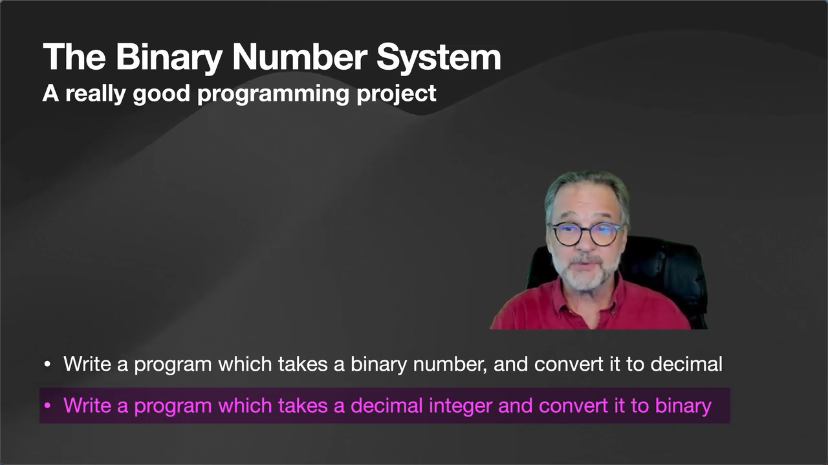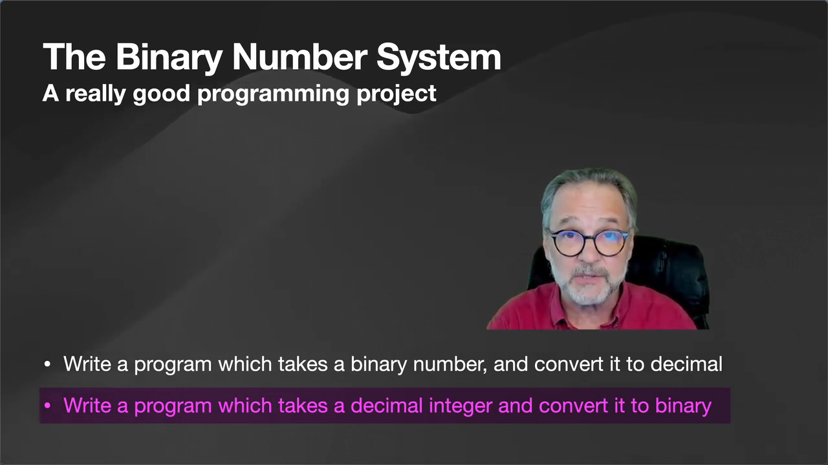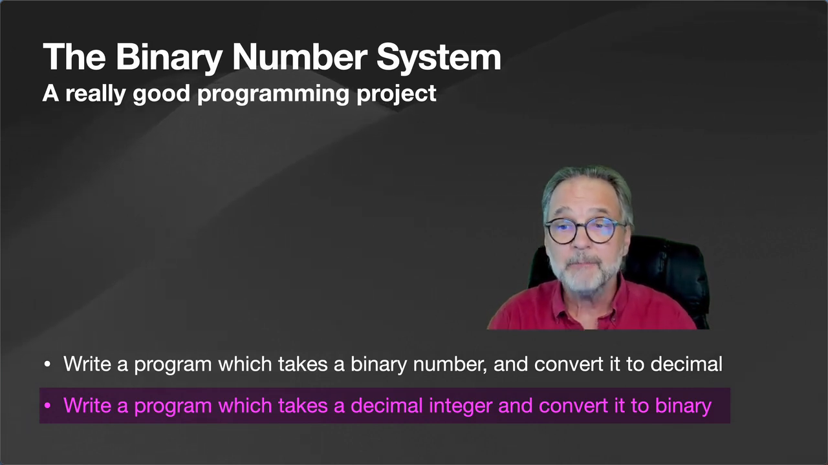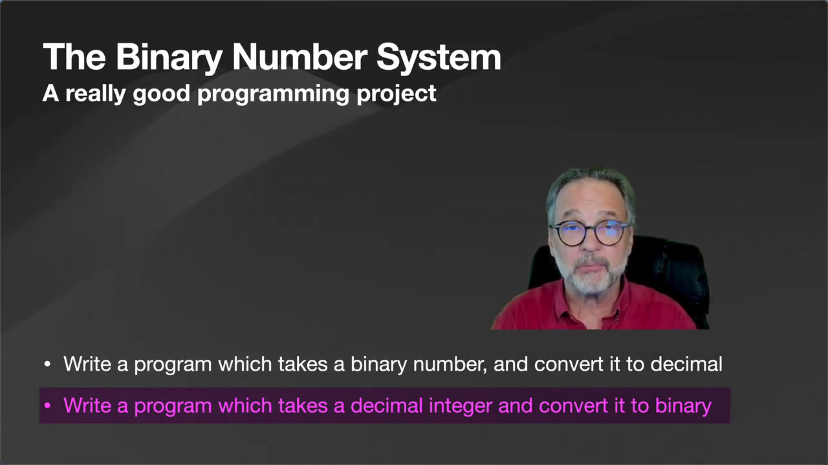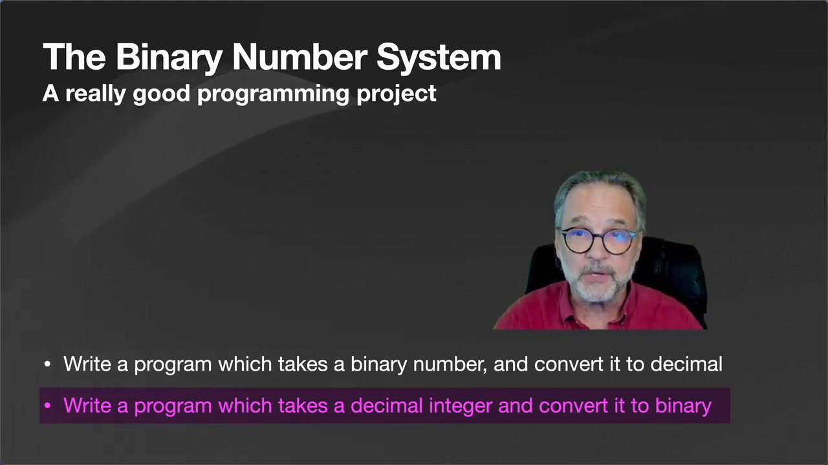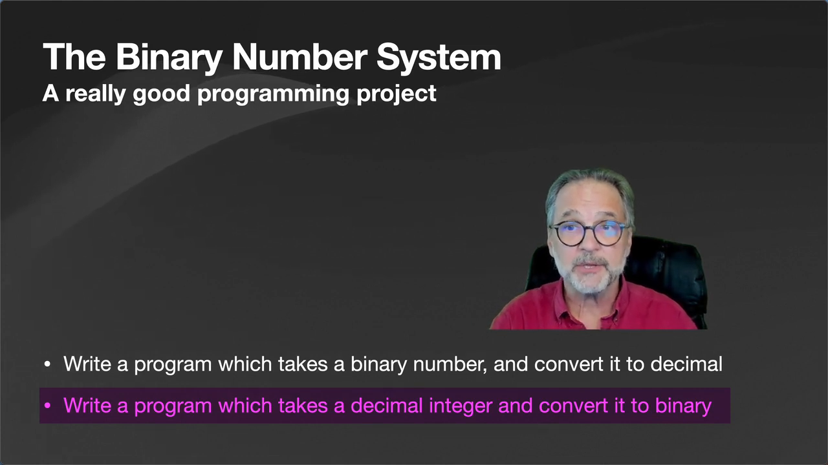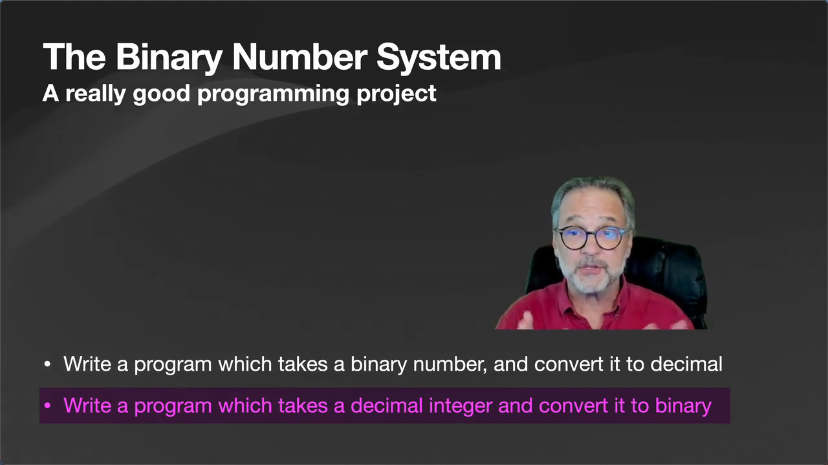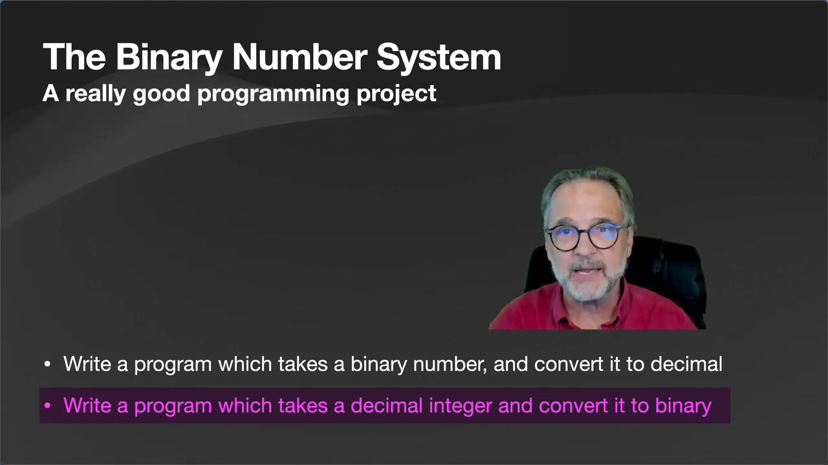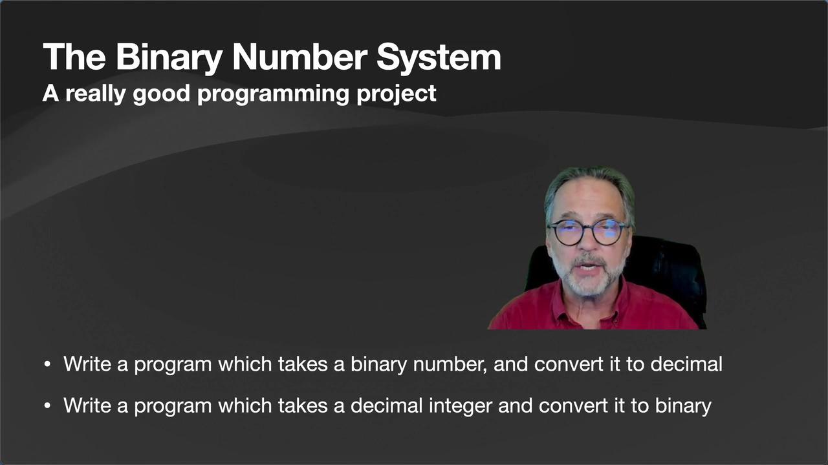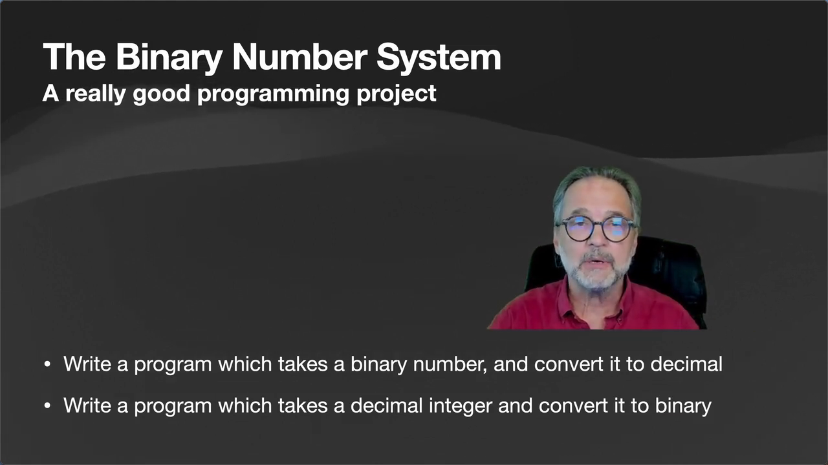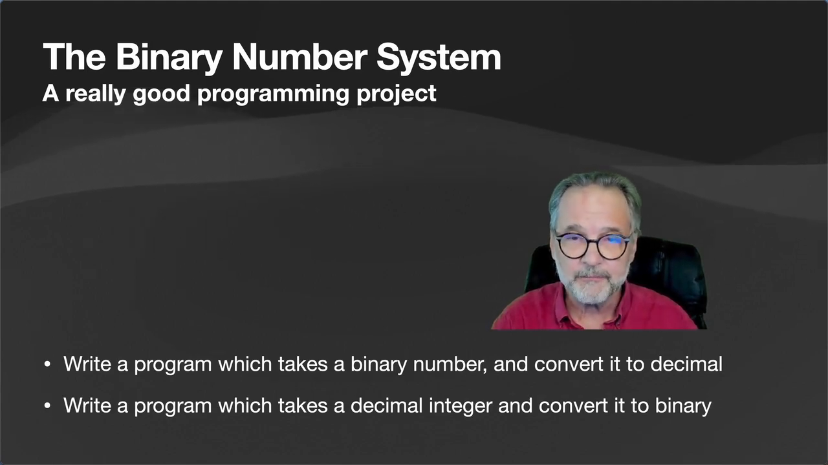Another project, the opposite way. Write a program that takes a decimal integer, no periods, no decimal points, no fractional component, but it takes a decimal integer and converts it to binary and then displays it to the user. These are really good practice projects, and your first challenge. Again, I wouldn't do this in assembler. I don't think you can do it in assembler just yet if you've just started this course, but do it in C or C++, any language you like that allows user input and output, which is just about all of them.